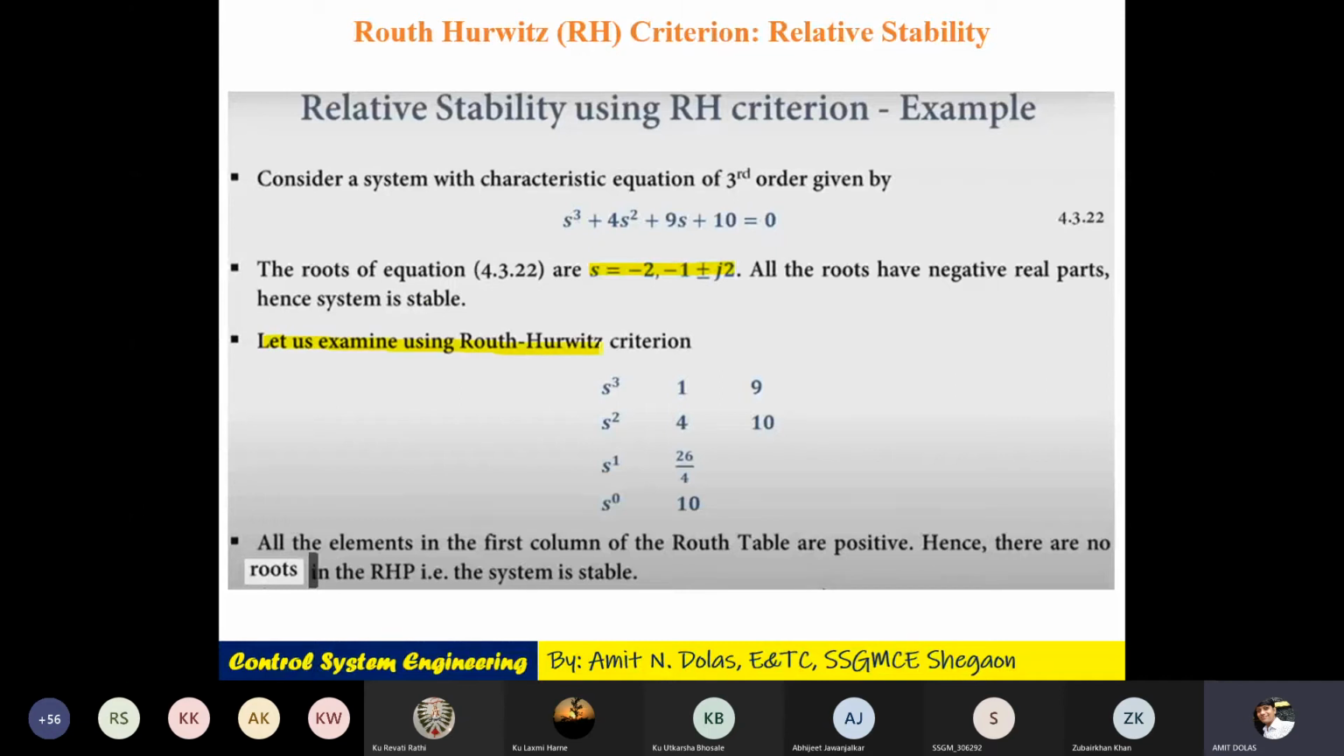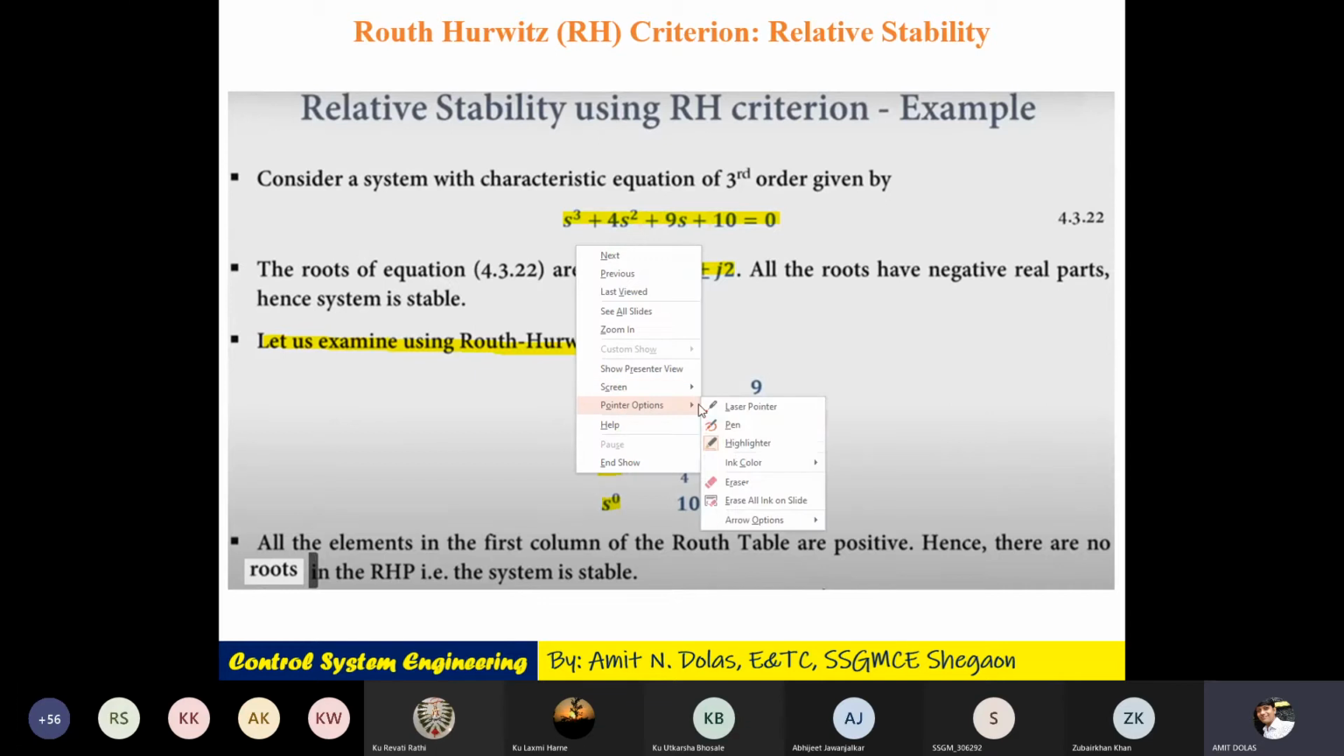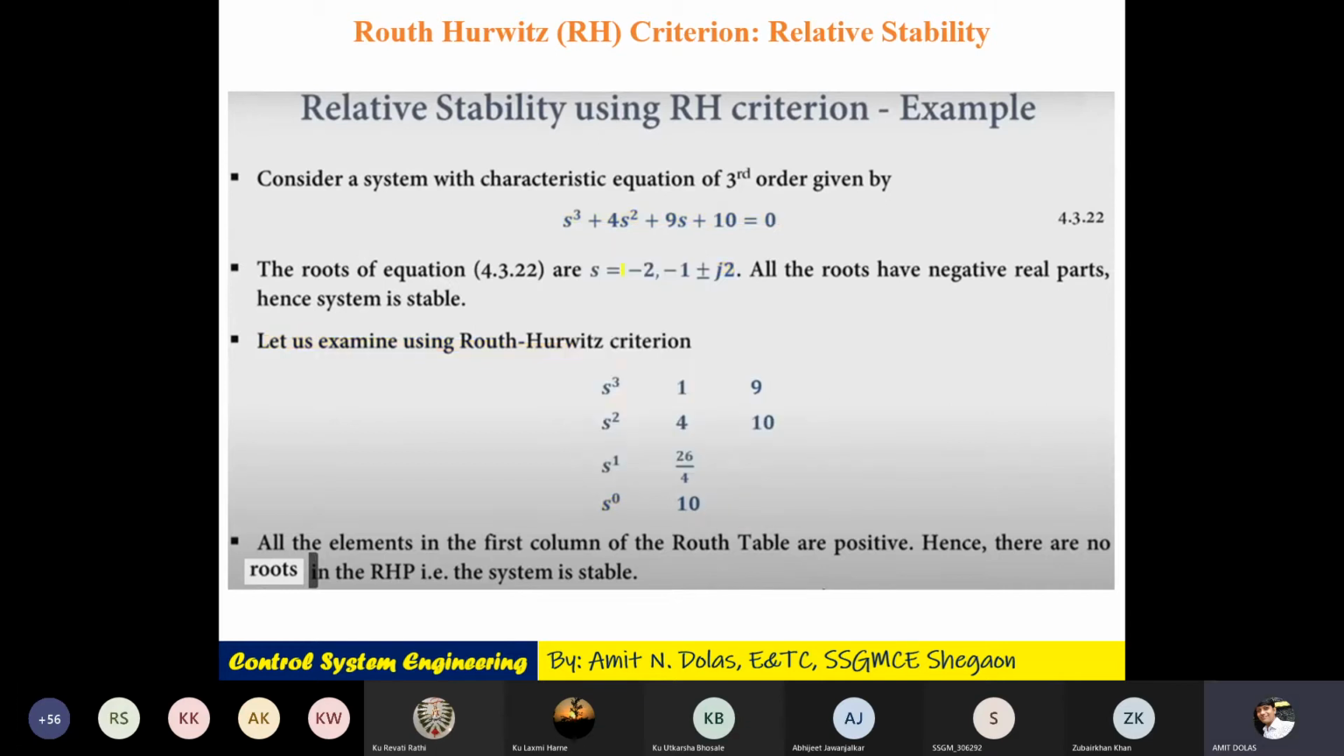Let us examine using the Routh-Hurwitz criterion. In the Routh table, write that there are 3 degrees: s cube, s square, s to the power 1, s to the power 0. Write the coefficients. The coefficients: for s cube, 1, and for s, 9. So there will be 1 and 9. Then here 4 and 10. So you can do cross multiplication, that is (4 times 9 minus 10) divided by 4. So it will be 26 by 4, and 10 comes as it is here.